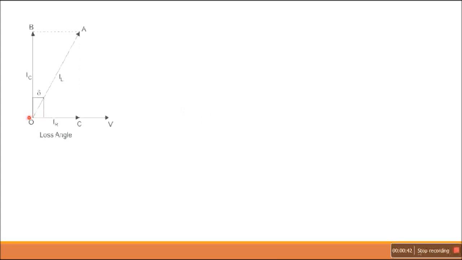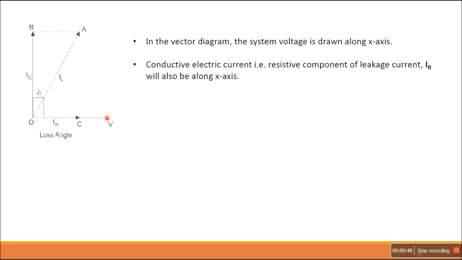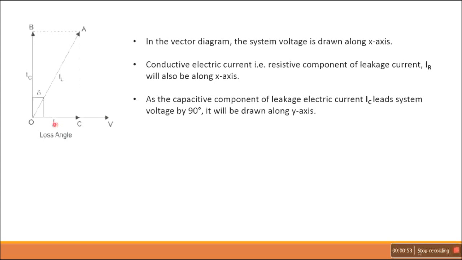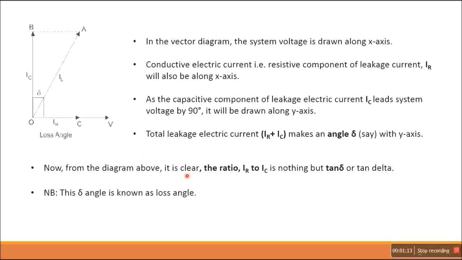In this vector diagram, you can see the system voltage is drawn along the x-axis. The resistive component of the current will also be along the x-axis. The capacitive component of the leakage current leads the system voltage by 90 degrees and it will be along the y-axis. The total leakage current, IR plus IC, makes an angle delta with the y-axis. This is the angle delta that the total leakage current IL makes with the y-axis. From the above diagram, it is clear that the ratio of IR to IC is nothing but tan delta. The delta is also known as the loss angle.